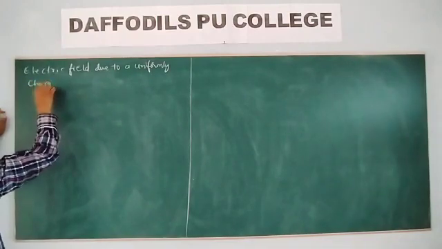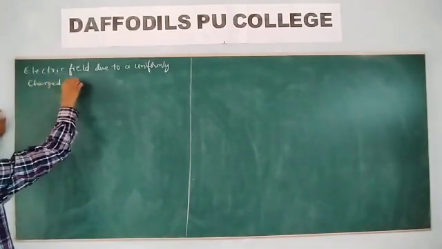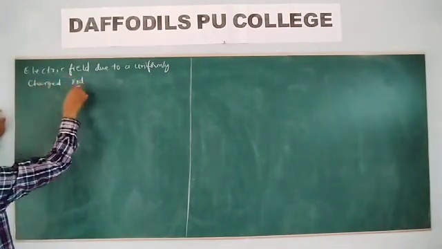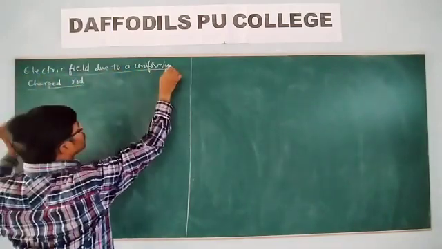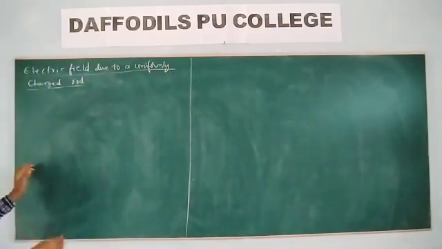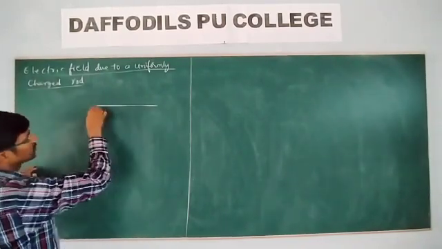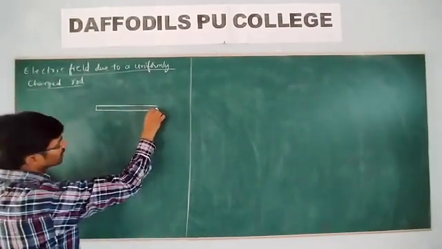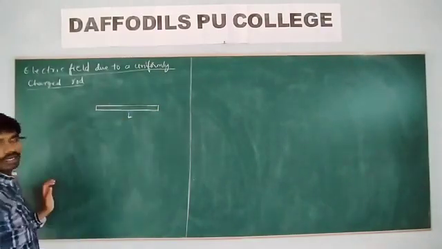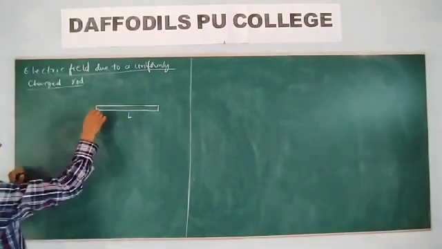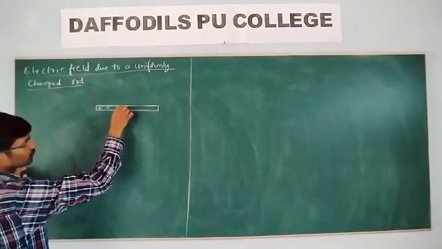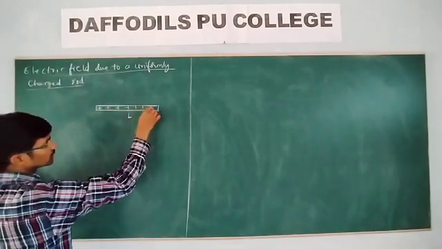uniformly charged rod. Let me take a rod of length L. The length of the rod is L, and it is uniformly charged.